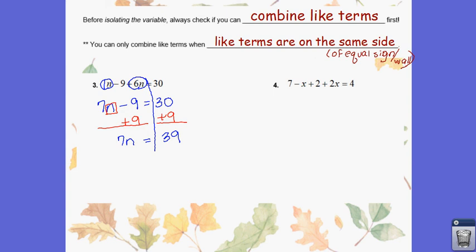Okay, our goal, again, is to isolate the variable. When dividing by 7, I realize that 7 does not divide evenly into 39, so I'm going to choose to leave this solution in fraction form.